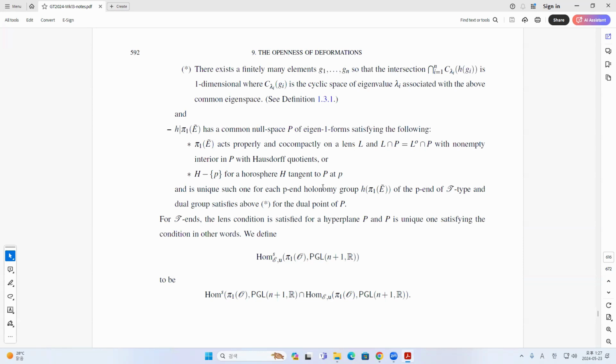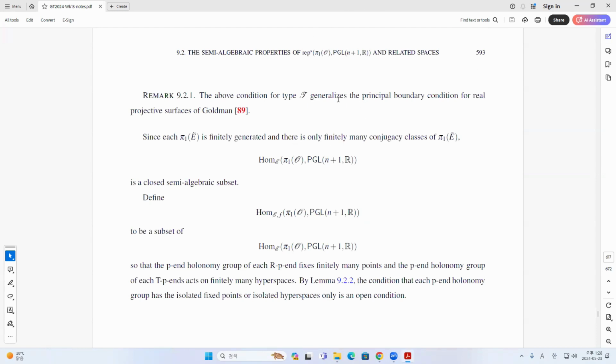This is for the symmetry of the situation. So for T-type ends the lens condition is satisfied, with hyperplane P, and P is the unique one satisfying the condition. In other words, this Hom_SEU of this group is just the intersection with Hom_S of this.